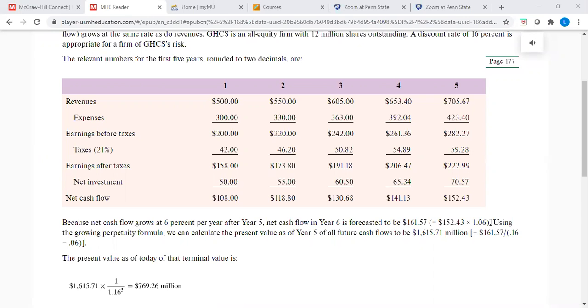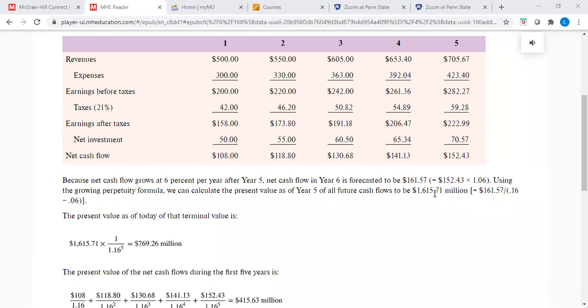So we can call that the present value as of the end of year 5. Well, we're not trying to figure out the value of the stock at the end of year 5. We're trying to figure out the value of the stock at the beginning of year 1. So now we have to take that growing perpetuity calculation. That's the only part we're calculating right here for that free cash flow. We'll deal with years 1 through 5 in a second.